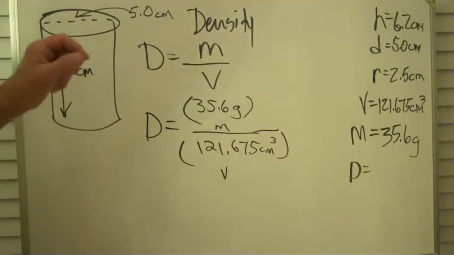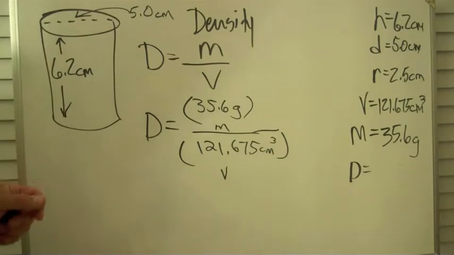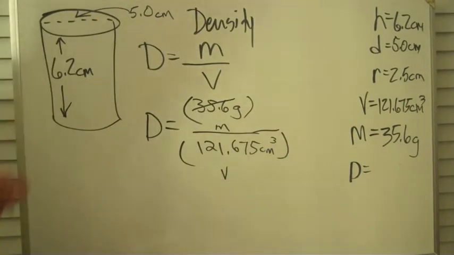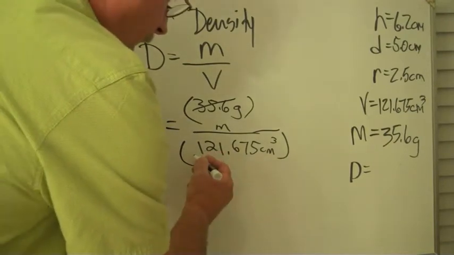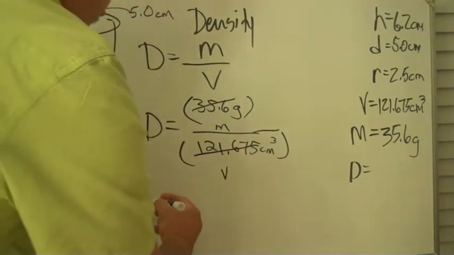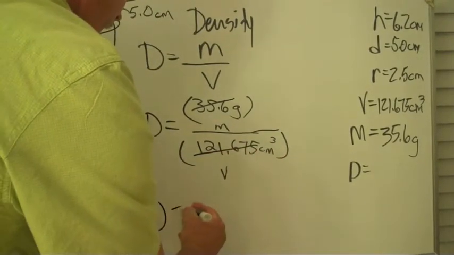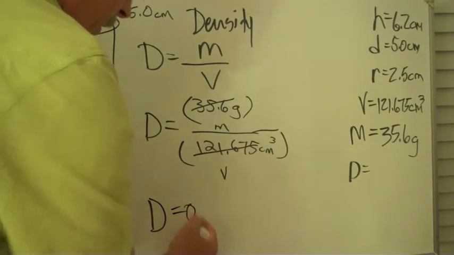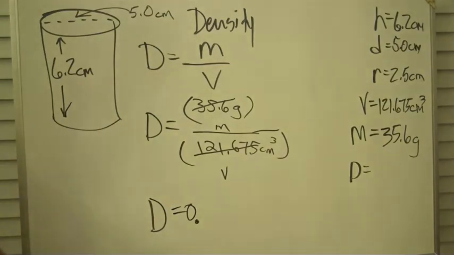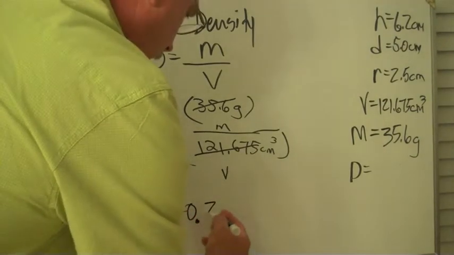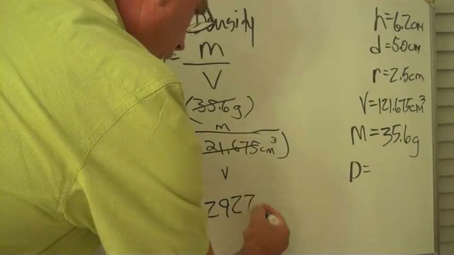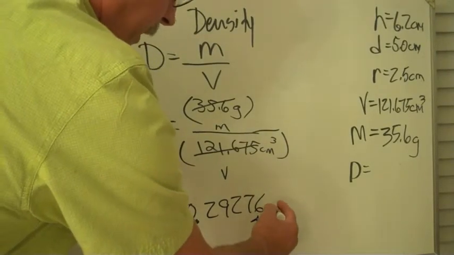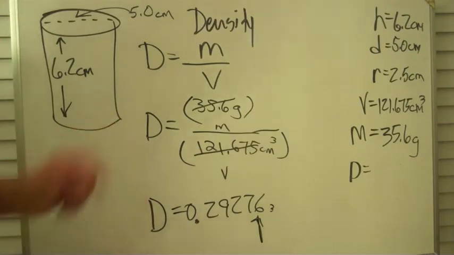So if you enter 35.6 into the calculator and then divide by 121.675, you come up with a pretty small number. It's actually a decimal, and it's going to be 0.29276. And I'm just kind of stopping right there. I think this number over here was a 3 if I remember correctly, and so we're just going to round this.